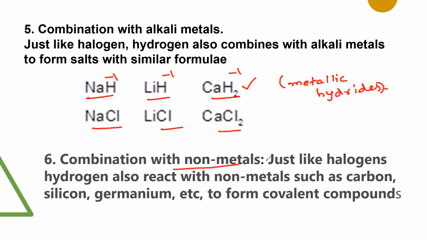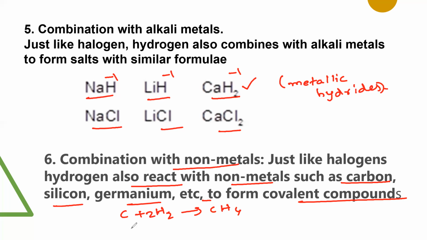Combination with non-metals. Just like halogens, hydrogen also reacts with non-metals such as carbon, silicon, germanium, etc., to form covalent compounds. For example, hydrogen combines with carbon and forms CH4, methane. Similarly, hydrogen combines with oxygen and forms water.